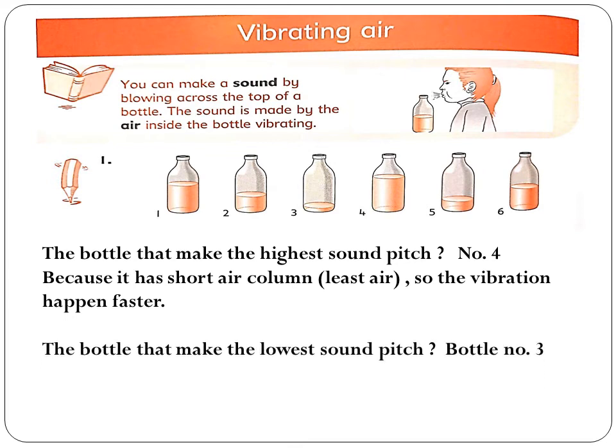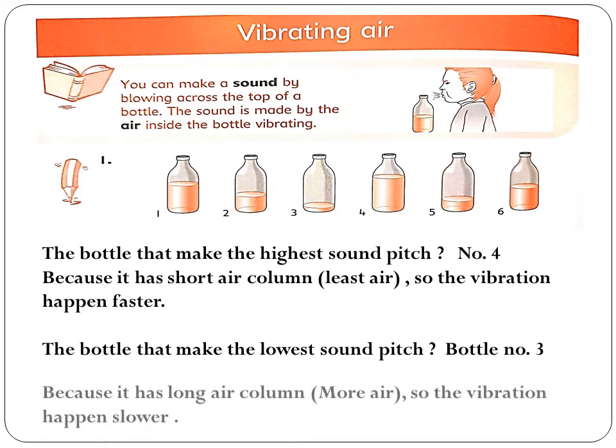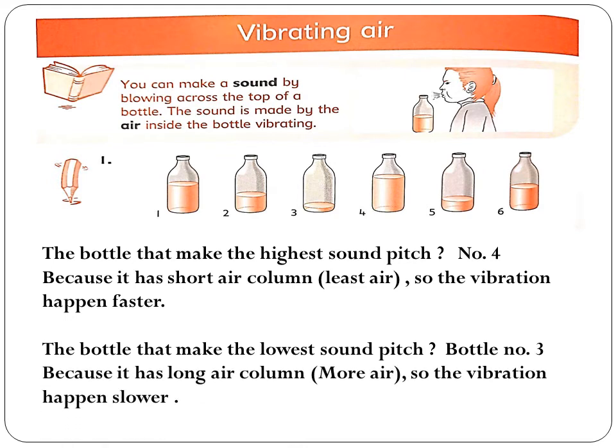The bottle that makes the lowest sound pitch is the bottle number 3. Because of what? Because it has a long air column, more air, so the vibration happens slower. The vibration happens slower because it takes more energy to vibrate, so it gave me what? It gave me low sound pitch. Okay.